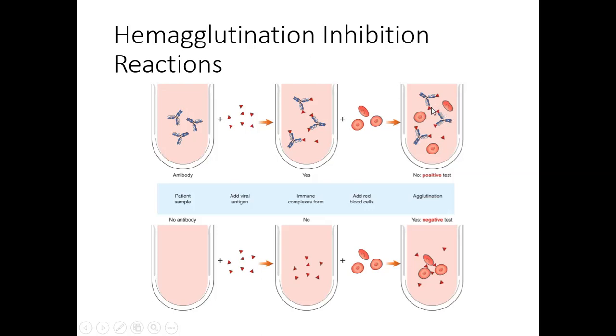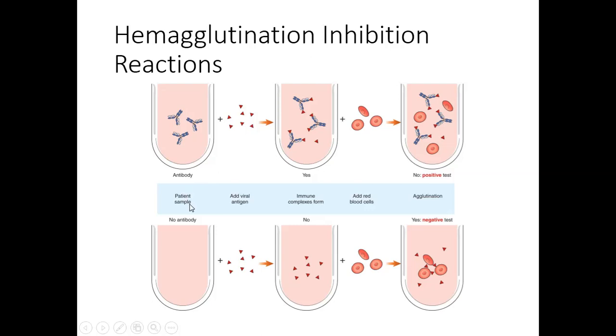nor is there any binding between antigen and red blood cells. So in this case, no agglutination means the patient has the antibody. And it's not agglutinating because the viruses have bound off all of the FAB sites for it. So that's the first one.